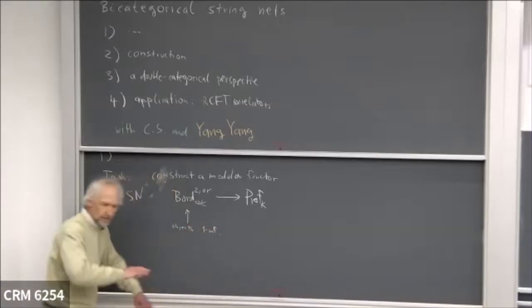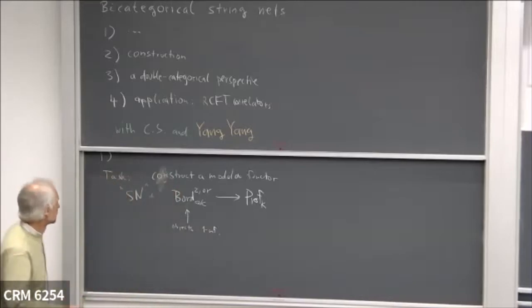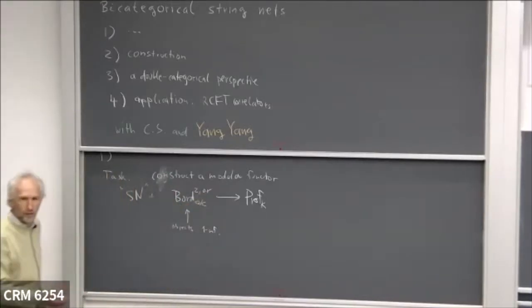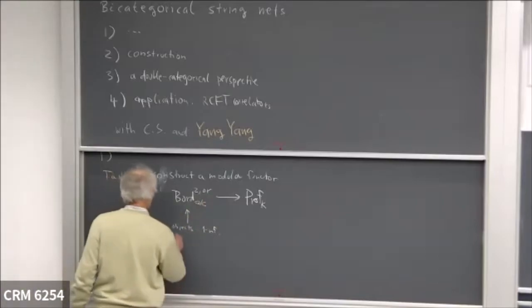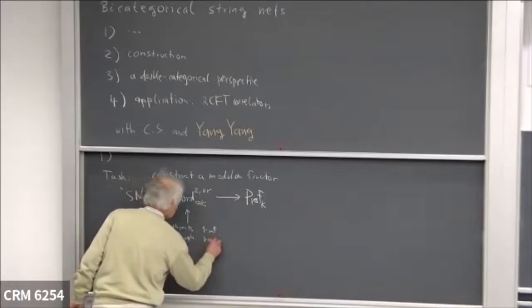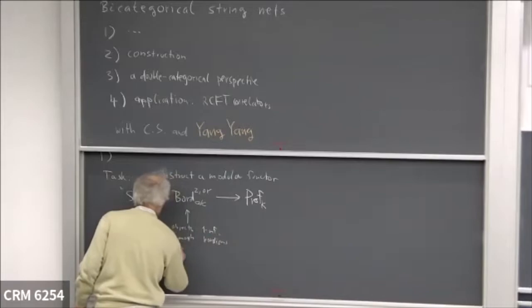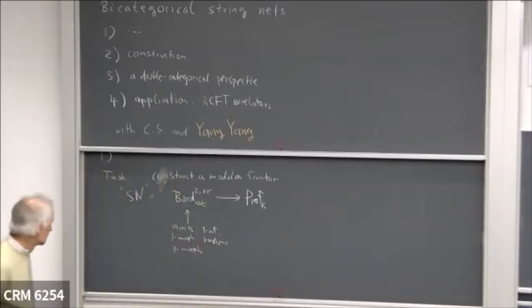I suppress various technical things. So they should be oriented, they should be compact, smooth, but I will not talk about these things. So the 1-morphisms will be bordisms between them, and the 2-morphisms, I don't even write that, will be isotopy classes of these morphisms.